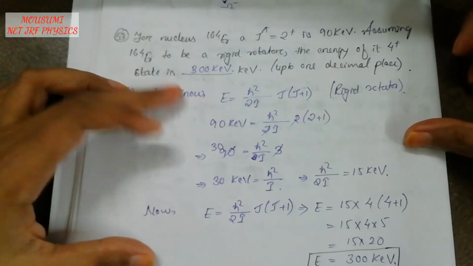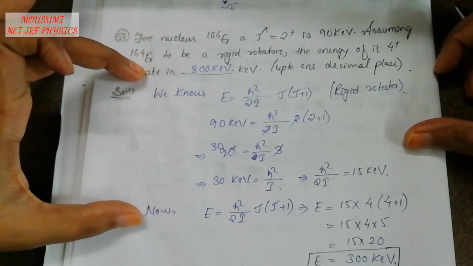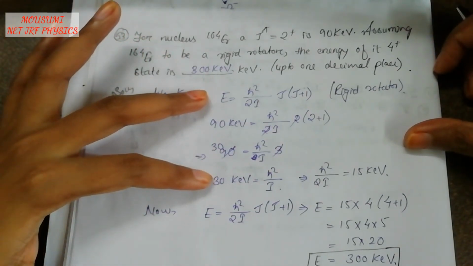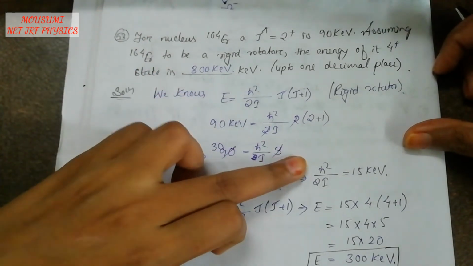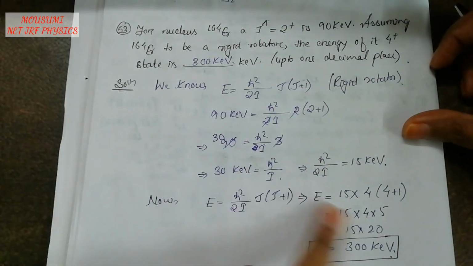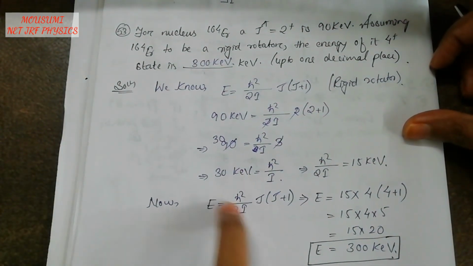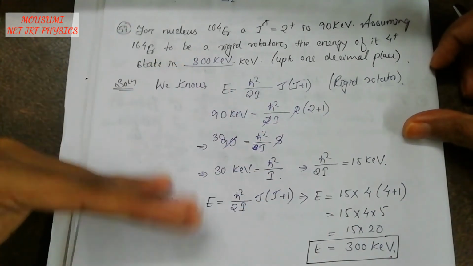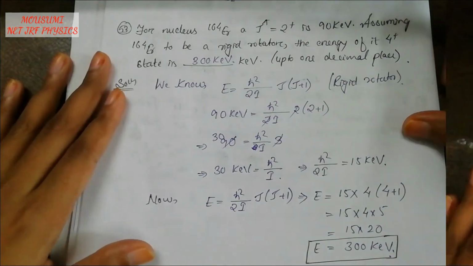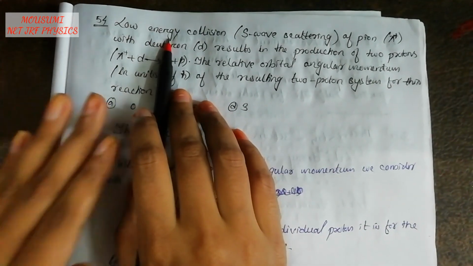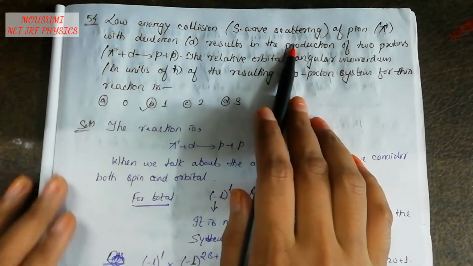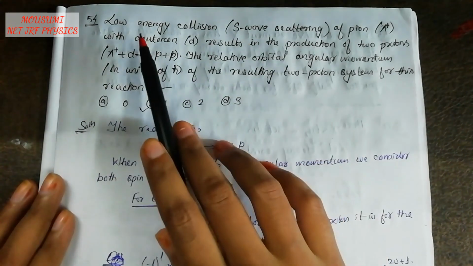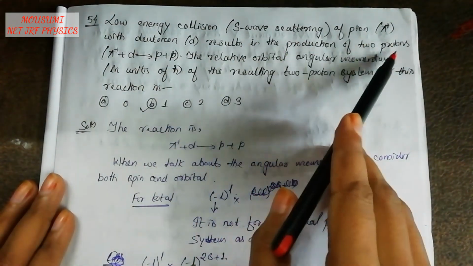So now I would like to say one thing, that whenever you are asked this question, you have to just use the energy formula and find h cut square by 2I, and then put it in the other equation and put the value of J, and you will get the energy. So this is how you can solve this question. Now let's see the next question. Here we have low energy collision S-wave scattering of pion with deuteron results in the production of 2 protons.